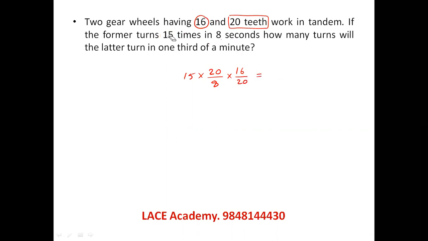That's it. This is your answer. So how many turns will there be? Yes, the 20 gets cancelled anyhow. You will be getting 30. So 30 turns will be your answer. Right? Let's see the next question.